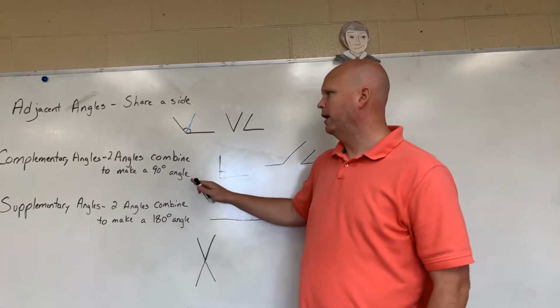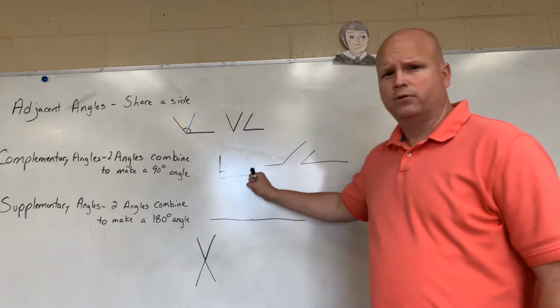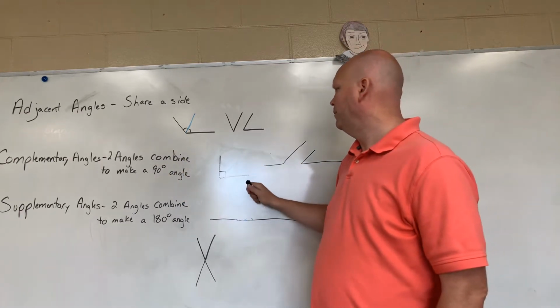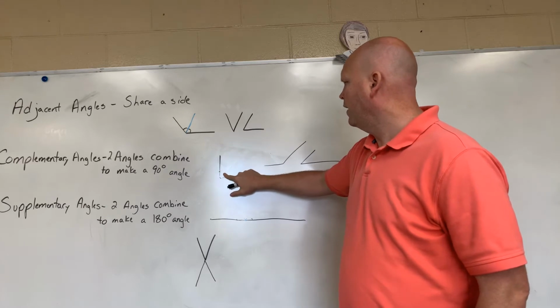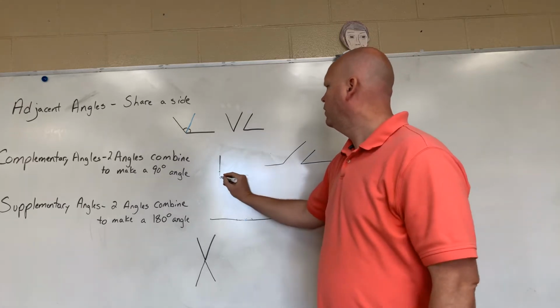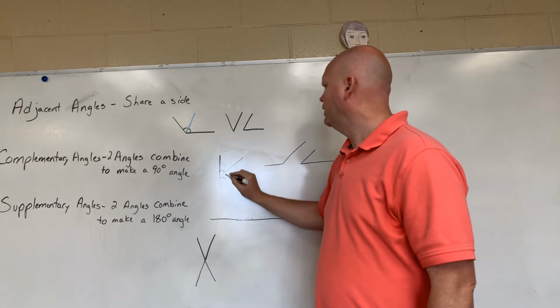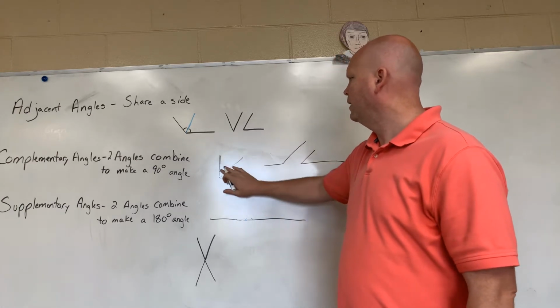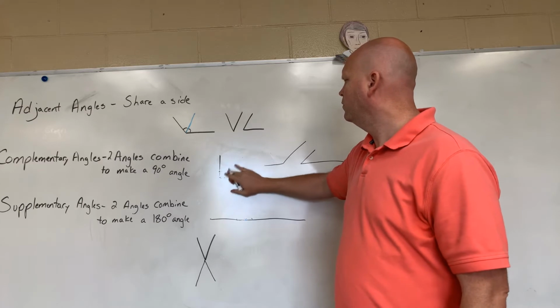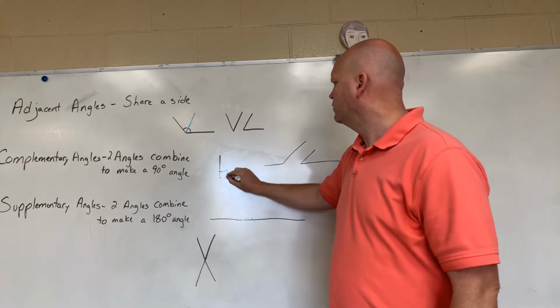With complementary angles, you have two angles that combine to make a 90-degree angle. So if I have a 90 degrees like that, if I were to have two angles, one here and one here, combined, they were to make that right angle that we had at the beginning, just like that.